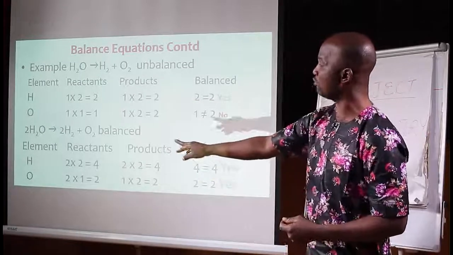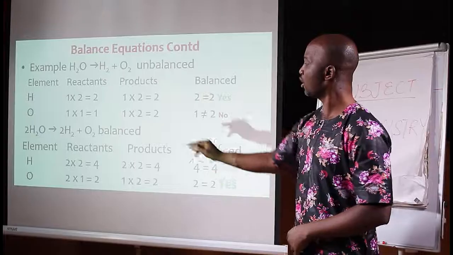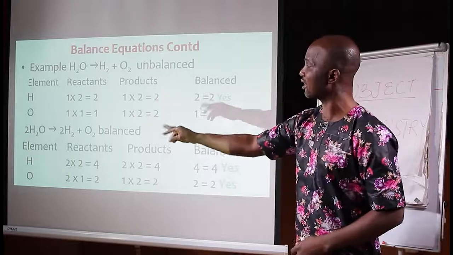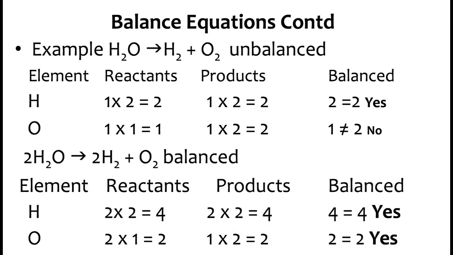Look at it now. Hydrogen becomes 2 times 2, 4 on the reactant side. And on the product side, 2 times 2, also 4. So 4 is equal to 4. Yes, it is balanced. Then oxygen on the reactant side, because there's a 2 as the coefficient there, becomes 2 times 1, giving you 2. And oxygen on the product side becomes 2 times 1, equals 2. So 2 equals 2.